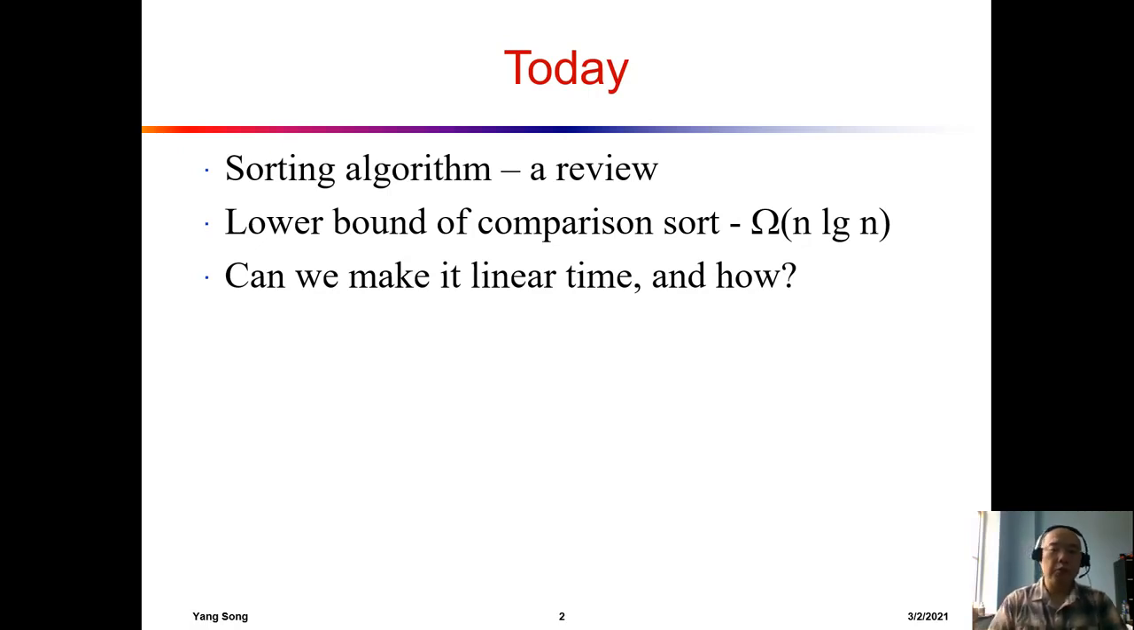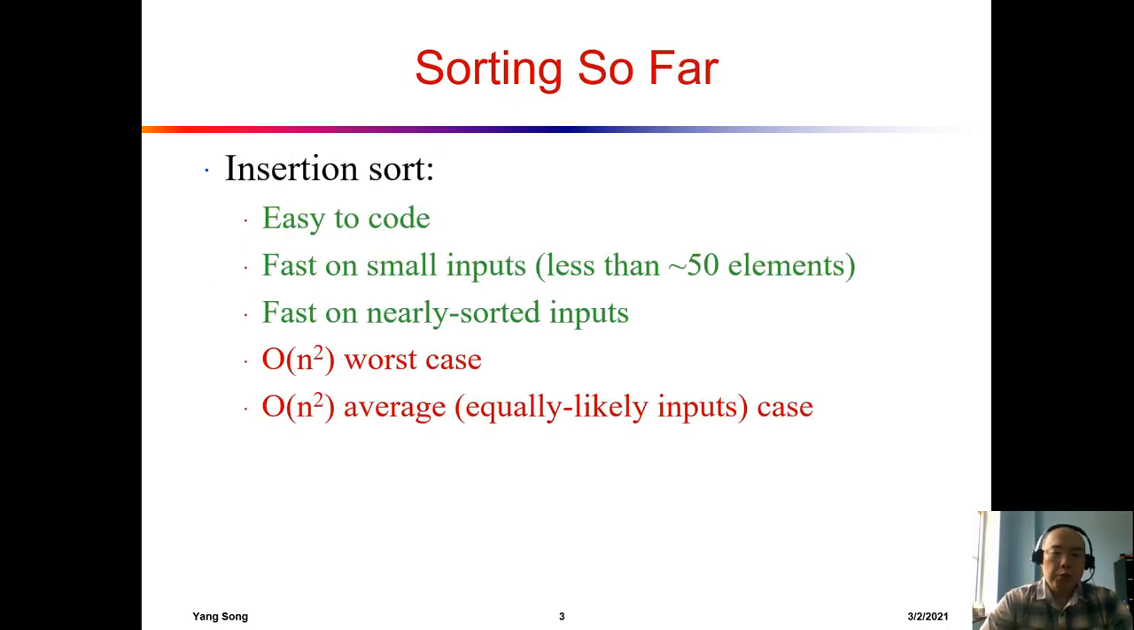So today, this is what we are going to cover. We are going to do a very quick review of the sorting algorithms we have covered in the lectures, and then I want to show you the lower bound of comparison sorting, and that is the omega n log n. So that is the lower bound. This is how low or how fast we can get using comparison sorting, and then eventually we want to discuss how we can make it a linear time sorting algorithm and why it's possible. Okay, so let's do a very quick review.